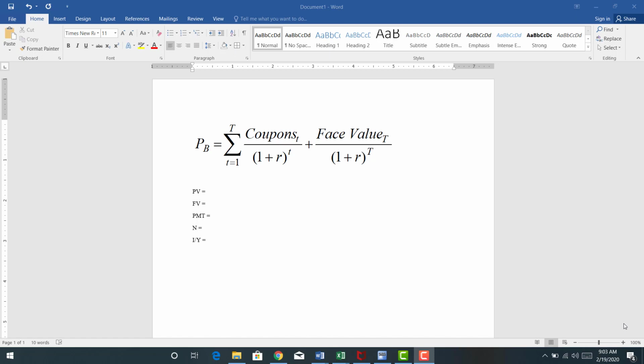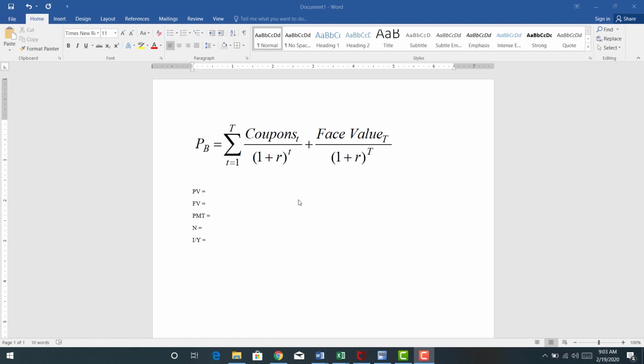So in finance, the price of any asset is assumed to be equal to the present value of the future cash flows that asset will pay. We briefly talked about this on Tuesday, but the cash flows that a bond pays are the coupon payments as well as the face value of the bond.